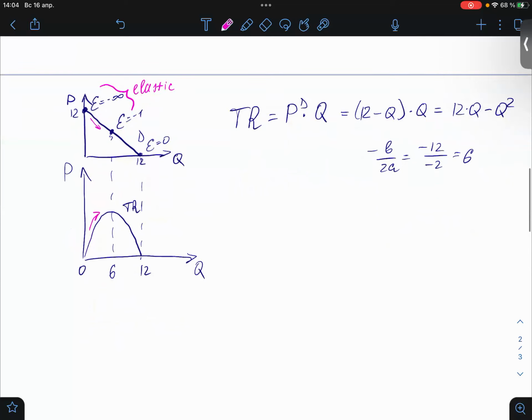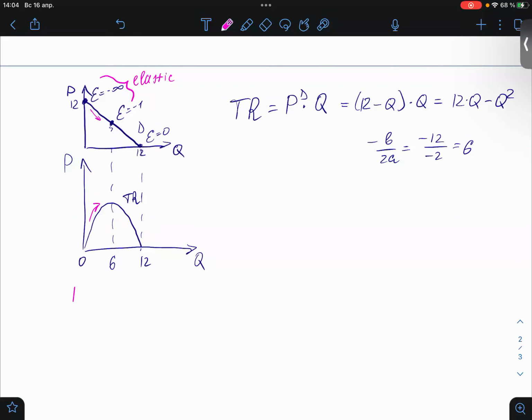What does that mean? Once more, total revenue is price multiplied by quantity. If we decrease the price, people will react strongly, so a lot of people will come to buy our product. That means the total revenue will increase, as you see.